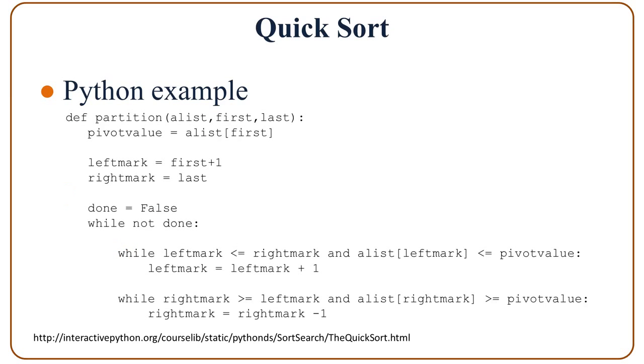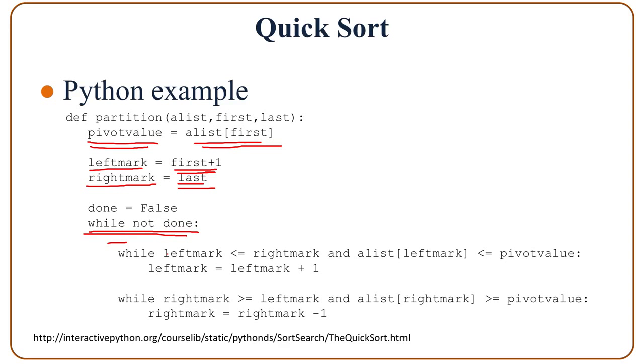And this is the code for the function partition. So the pivot value is stated as the first element. The left mark is the second element, and the right mark is the last element. And then we have a loop. This is the outer loop, and in the outer loop we have two other loops.